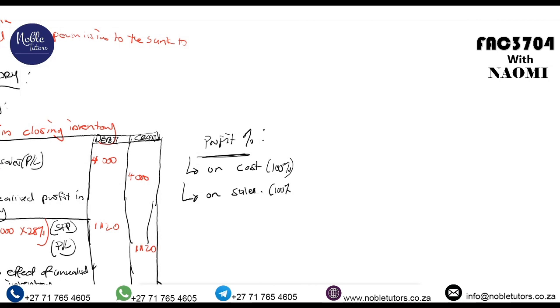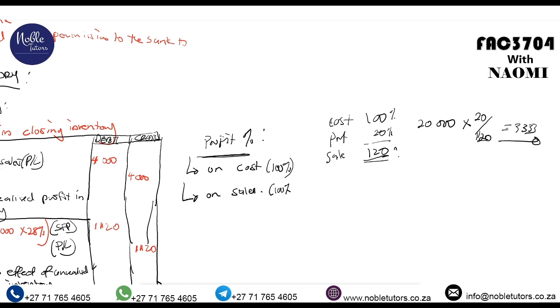So if I'm still using my profit as 20%, because I'm basing on cost, my cost is going to be 100. Profit will be whatever I was given, in this case 20. Therefore my selling price would be 120. So I'm given 20,000. That is my selling price, isn't it? It's already a selling price that includes profit. So I want to calculate my profit, which is 20%. So 20 is my profit, and sales is represented by 120. So 20 over 120, if they're basing this on cost. So 20,000 times 20 divided by 120, and this is 3,333. All right, that was option one.